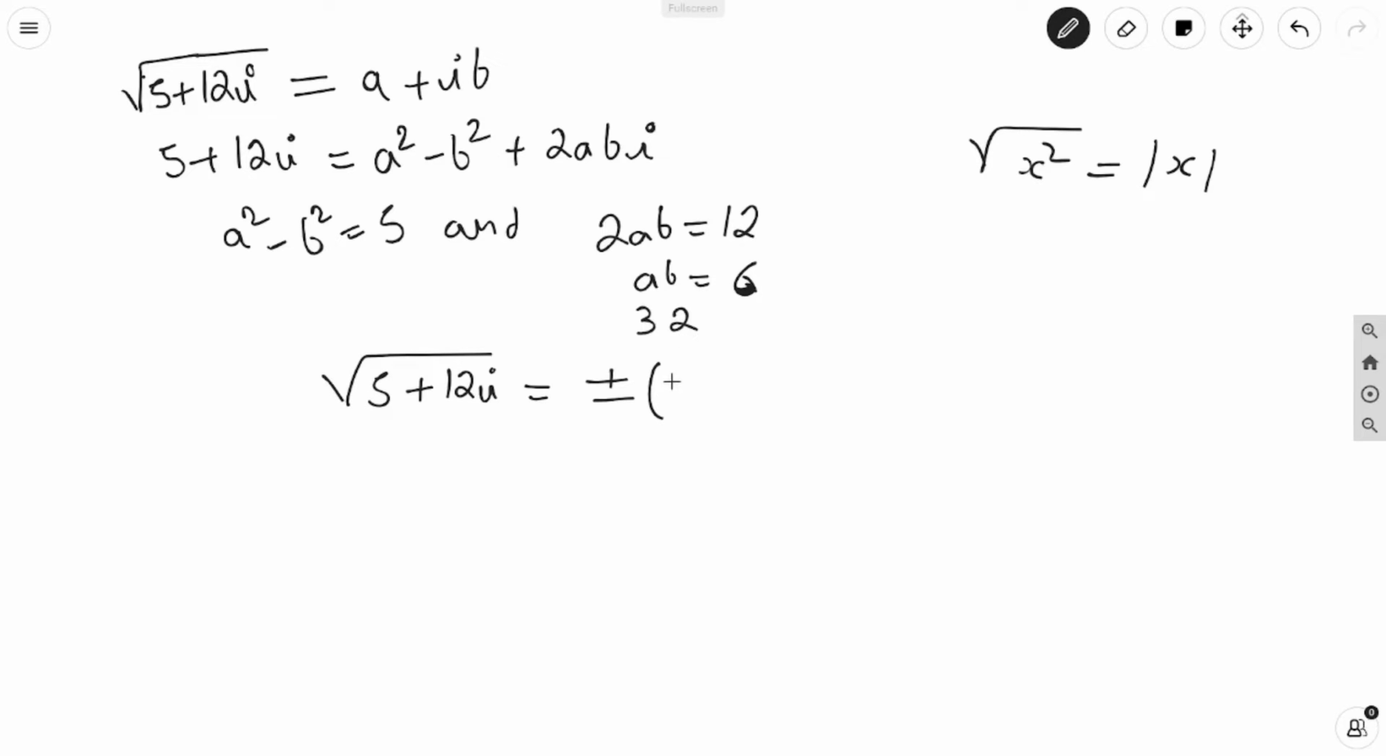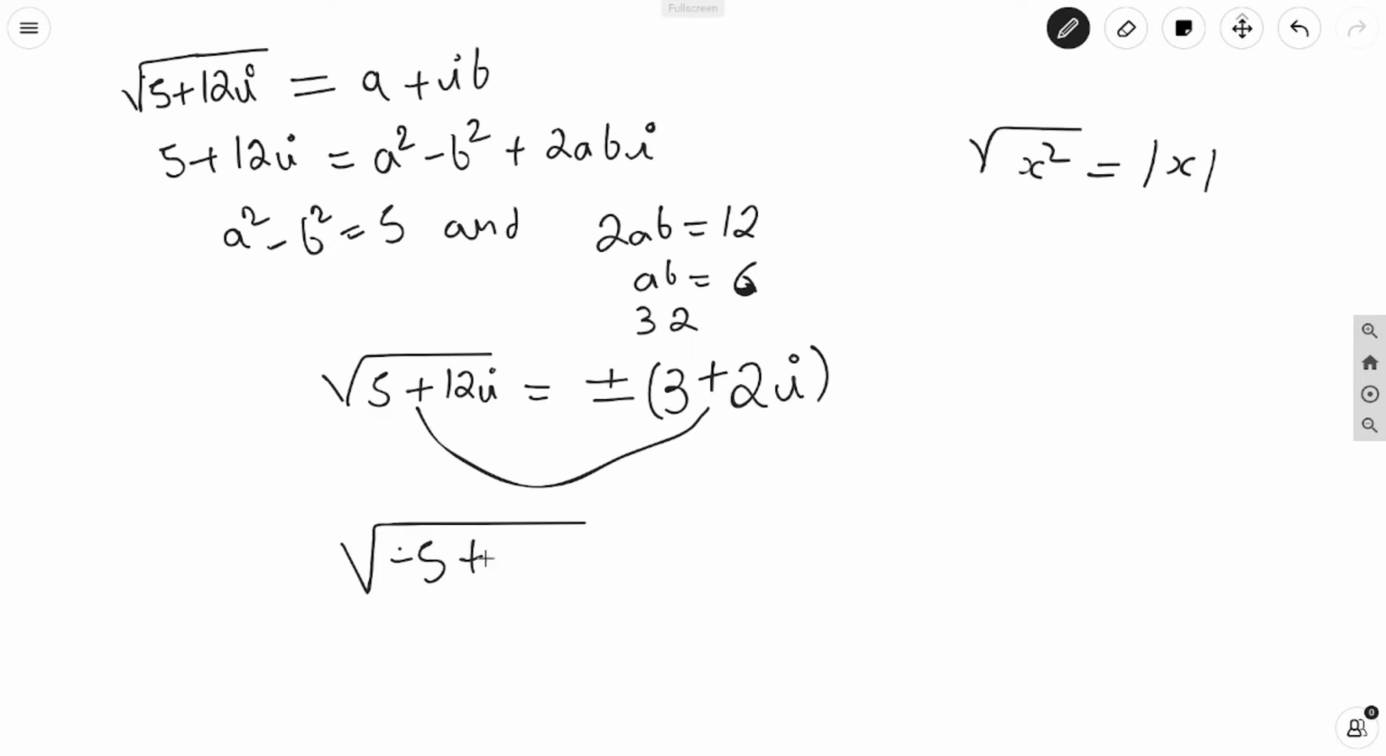So now what do we have to do next? We have to put a. What is the value of a that we obtained? We obtained a as 3. Now the sign that we have to use for the imaginary part is the sign which is given in the question itself, so we will use plus with it. So plus, and we got b as 2. So 3 plus 2 iota. This is our answer.